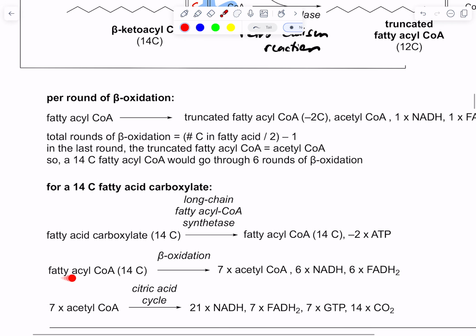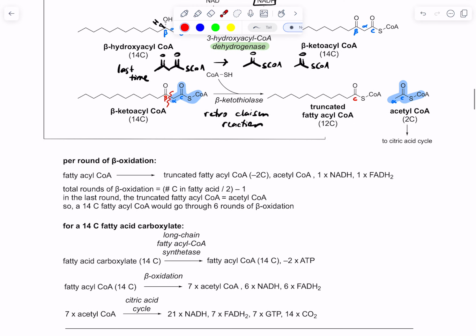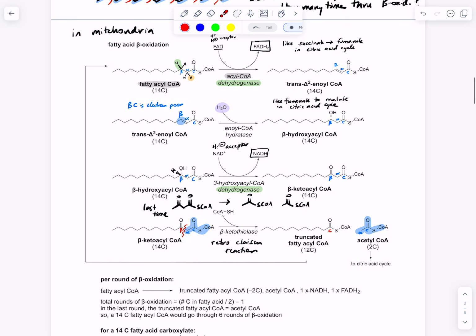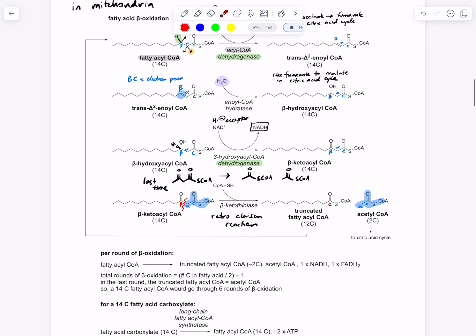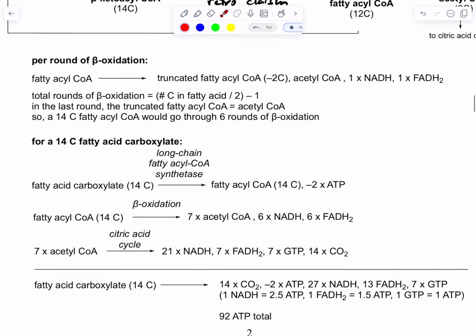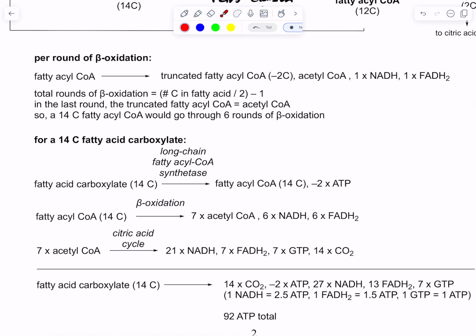Then, through beta oxidation, we convert that 14 carbon fatty acyl CoA into 7 acetyl CoAs. Each round of beta oxidation, if you look up here, gives you 1 FADH2 and 1 NADH. And since this 14 carbon acyl CoA goes through 6 rounds of beta oxidation, we get 6 NADHs and 6 FADH2s. With me so far? Just sort of counting up the total.